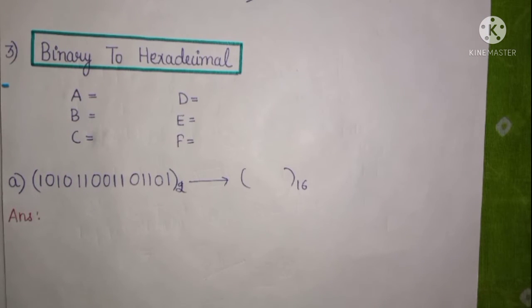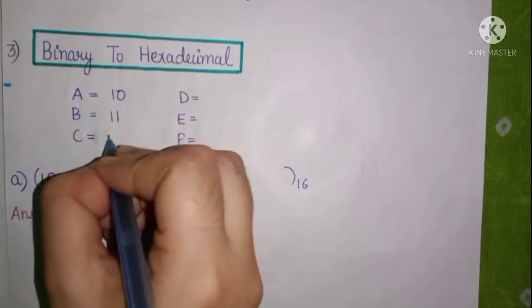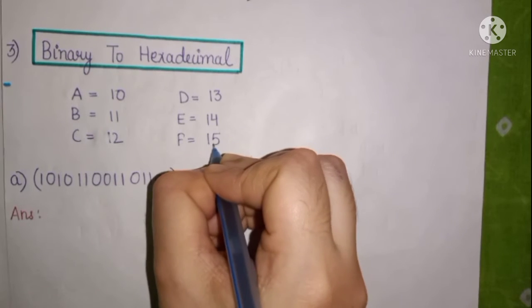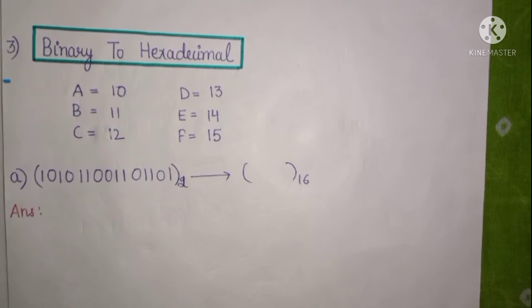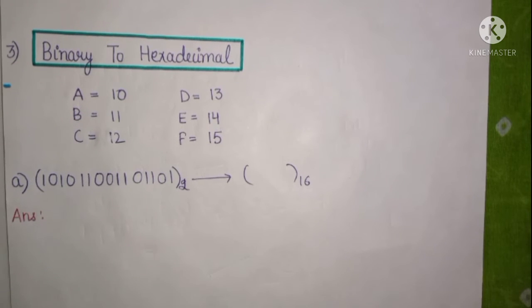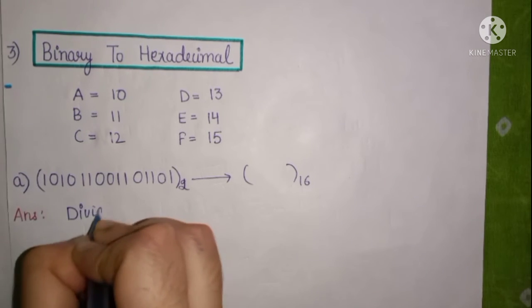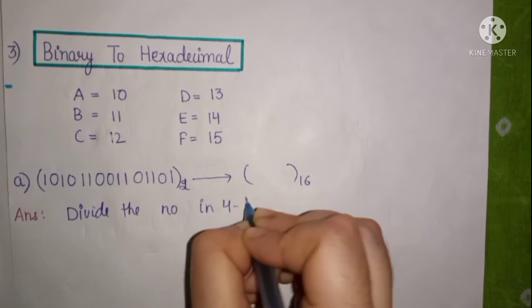Before learning that, you must remember that A equals 10, B equals 11, C 12, D 13, E 14 and F is 15, right? So we will understand this by giving an example. So here is a question. The first step is you have to divide the number in 4-bit.